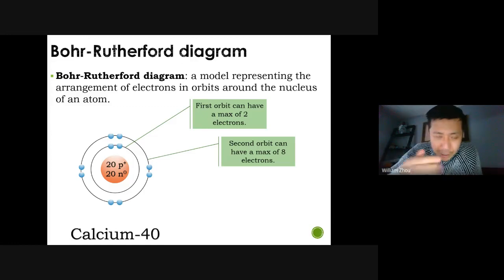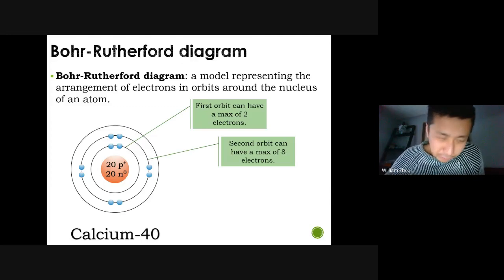Okay, so we have 10 so far, 2 plus 8. We need 20, so we got to start a new one. And the next one, the maximum capacity is also 8. So you start from the top, and then you will go clockwise again. You go 2. Again, you don't want to pair them unless you absolutely have to.